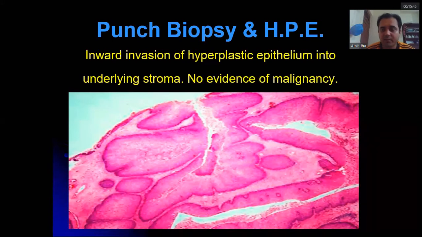Now, biopsy is always done before you go for surgery to diagnose the disease. It is called inverted because there is inward invasion of hyperplastic epithelium into the underlying stroma, right? And the histopathology won't show any evidence of malignancy mostly.